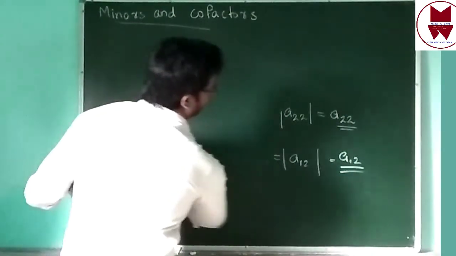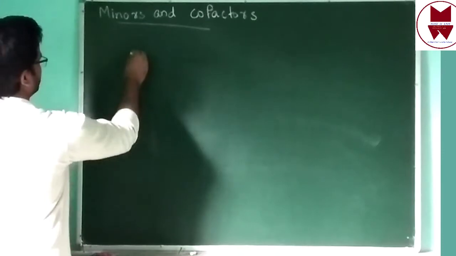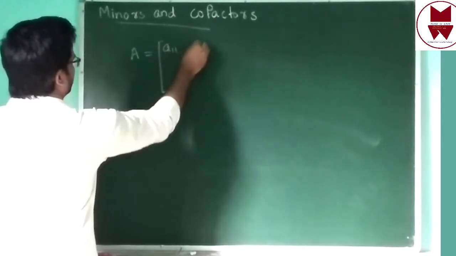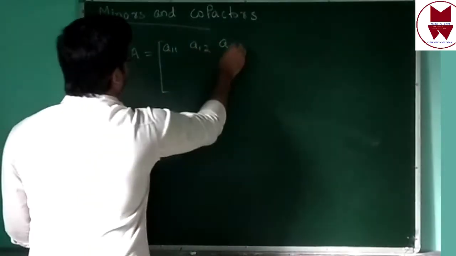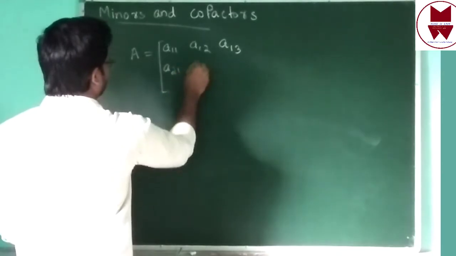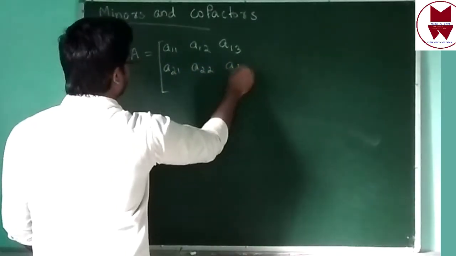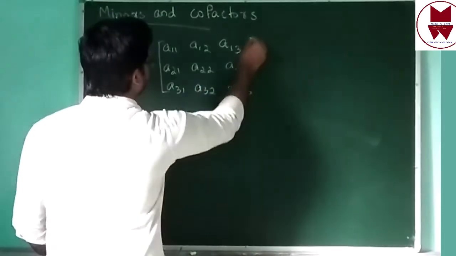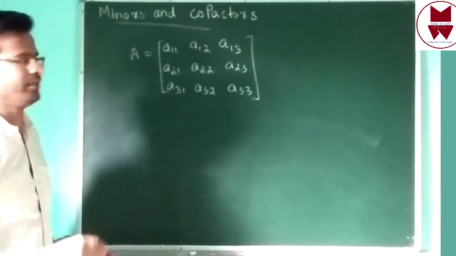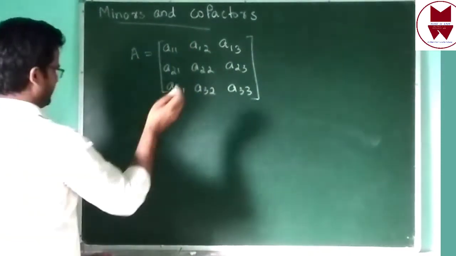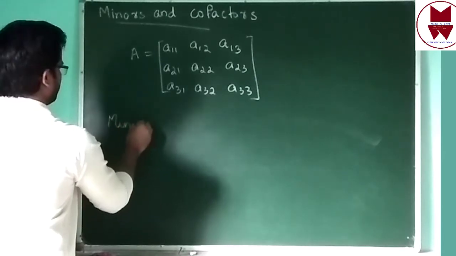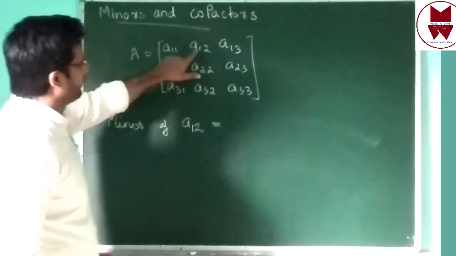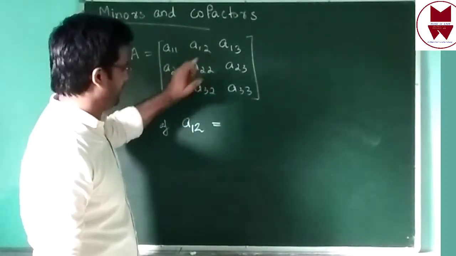Now we can check a 3 by 3 matrix. A equals the matrix a11, a12, a13, a21, a22, a23, a31, a32, a33. In case we want to find the minor of the second term, we can take the minor of a12. We have to find the minor of this element.